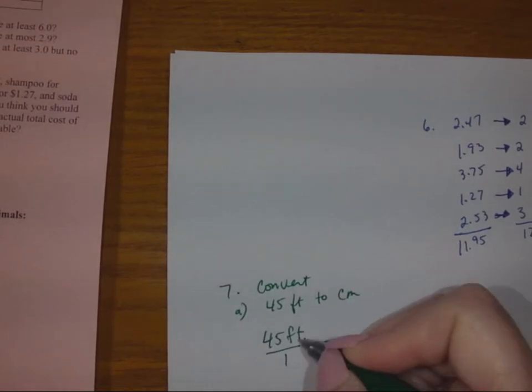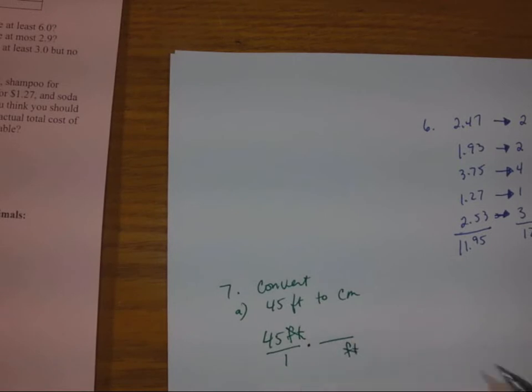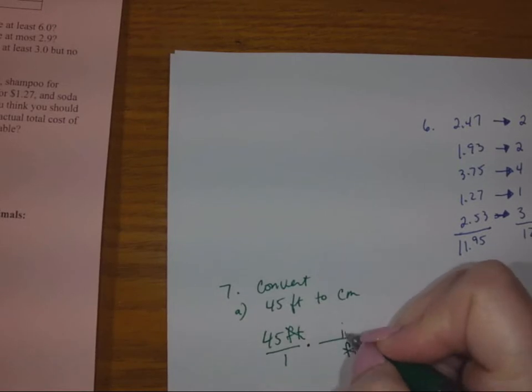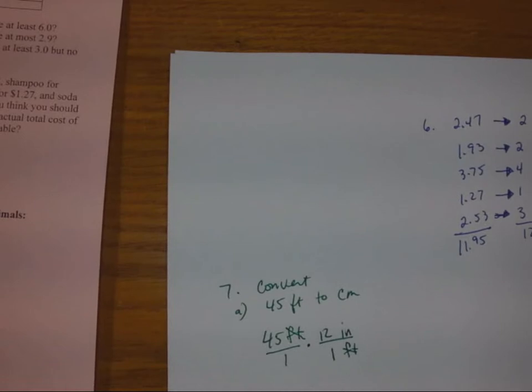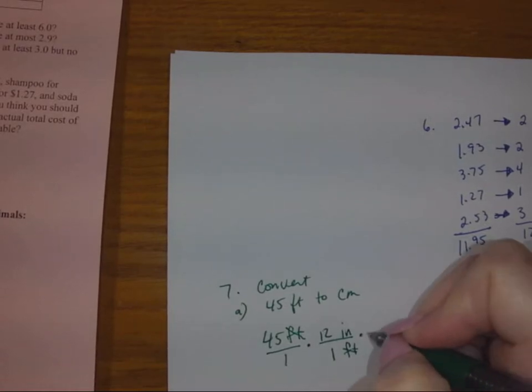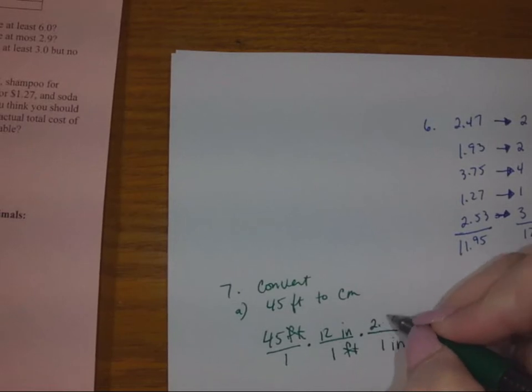So if I want to go from feet to inches, the feet has to be where I can cancel them up and down. They can't be matching on both on the top. So I can go from feet to inches, and in 1 foot there are 12 inches. Now I need to go inches to centimeters. So in 1 inch, there are 2.54 centimeters.